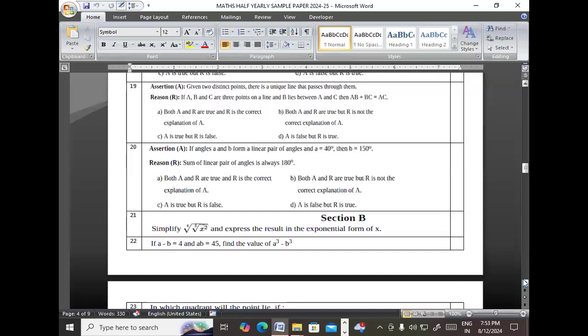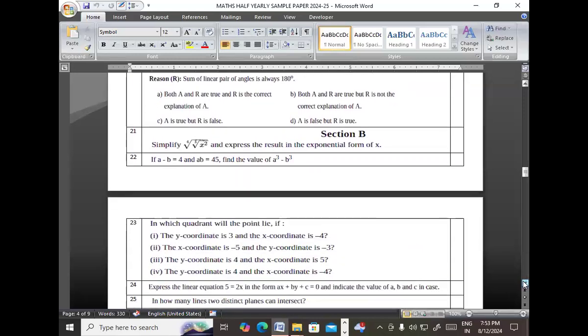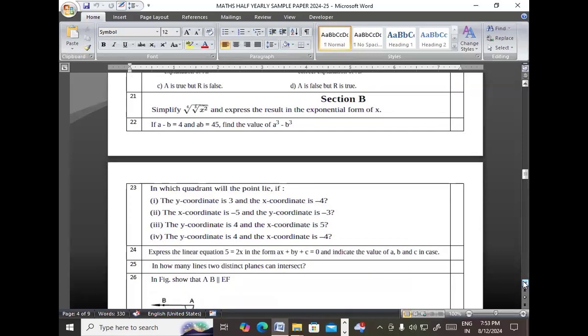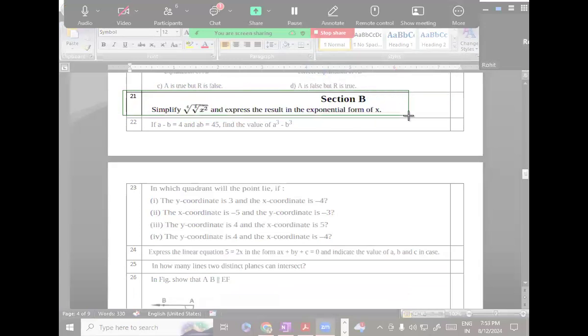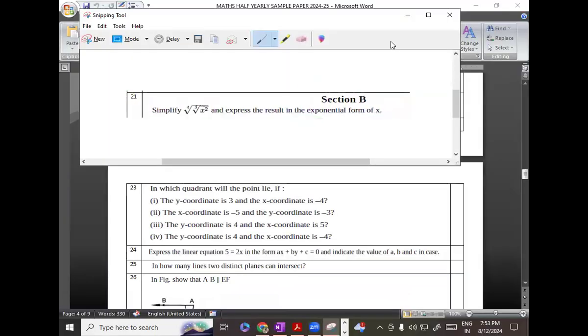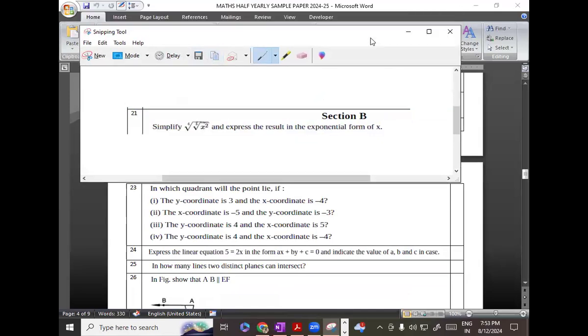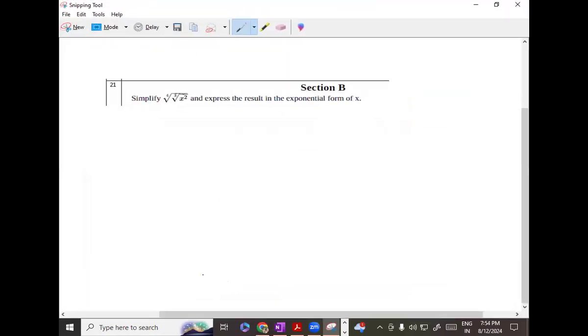Then question number 21. Tell me how to solve question number 21. Here we'll take out the root and express it in the fractional form, power. Okay, we can write first the given fourth root and cube root of x square.